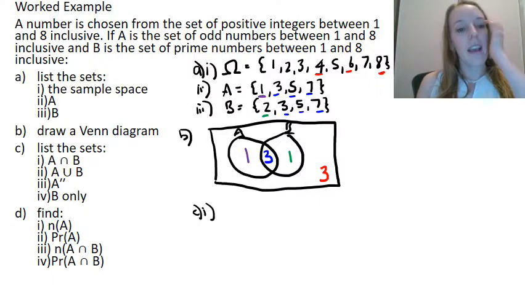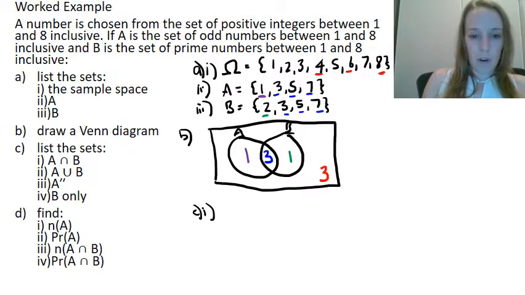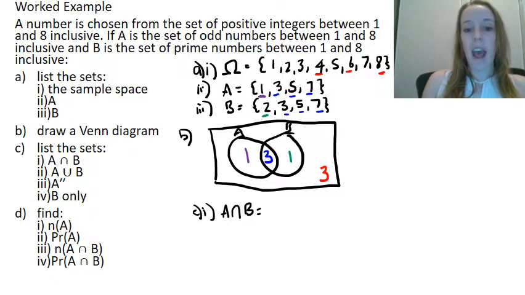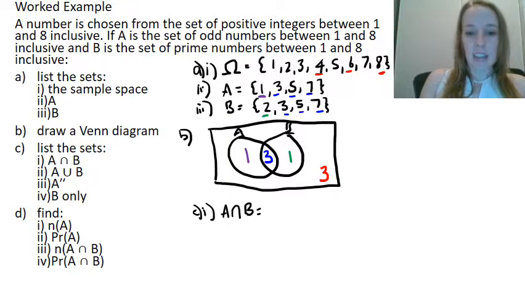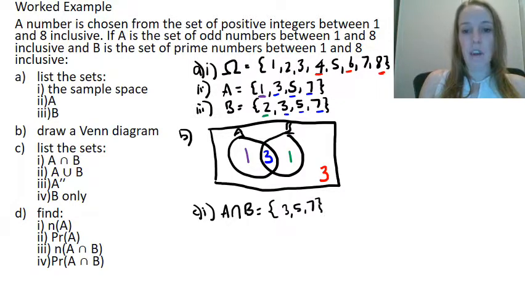First question in C is our intersection of A and B. So which numbers are found in A and B, because it's asking us to list the set. The set of numbers that are found in A and B are 3, 5, and 7. Those are the numbers that are in both of those sets.